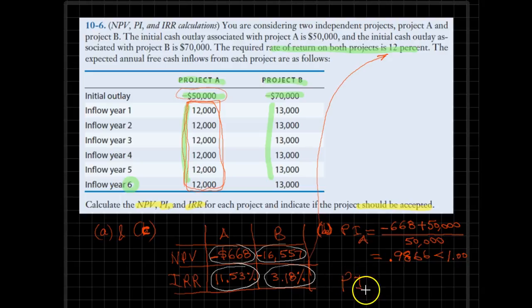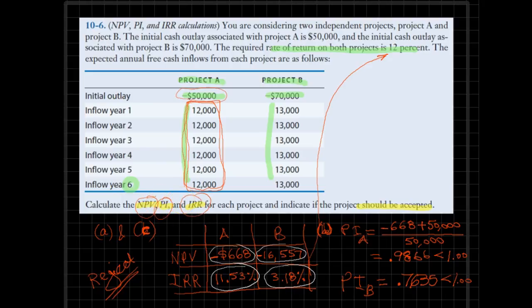And similarly, using a similar methodology, you calculate the PI for the second project. It gets even worse, 0.7635, and again this project needs to be rejected. So both projects have to be rejected based on all three methodologies that we are employing.